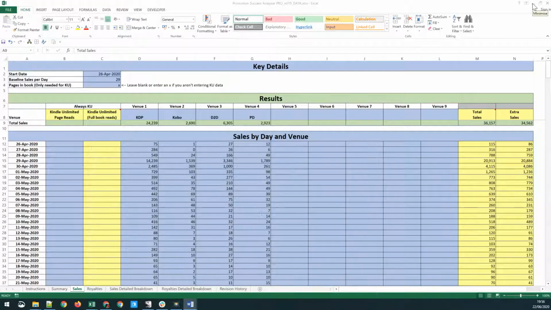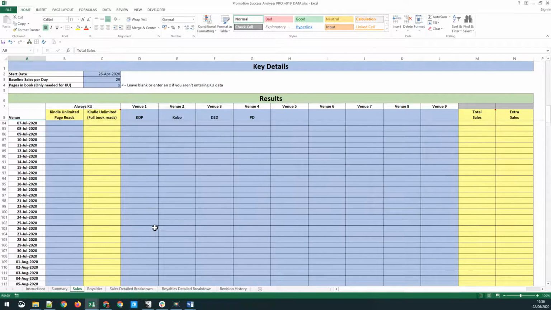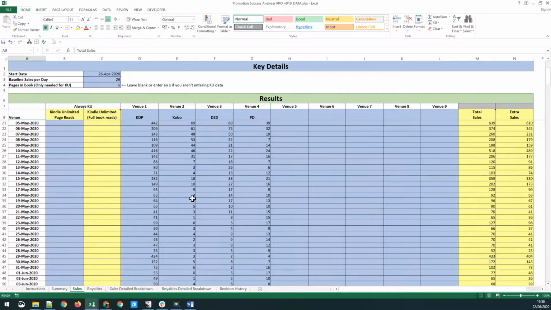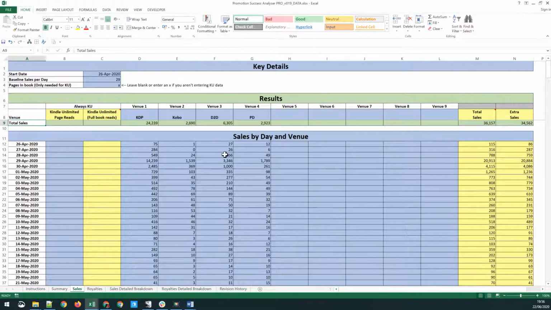So the first thing, if you come in here, you'll notice is that we have both a lot more venues available and many more rows. In fact, we have a year's worth of rows, so you can really track for a long time. If you desperately want to do more than a year and you've got the Pro version, reach out to us, we'll increase it. We can also increase the number of venues. So for the moment there are 9 venues plus Kindle Unlimited.